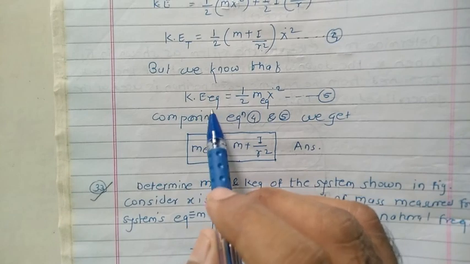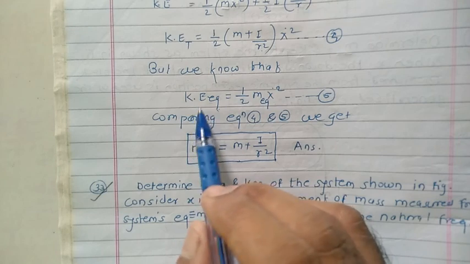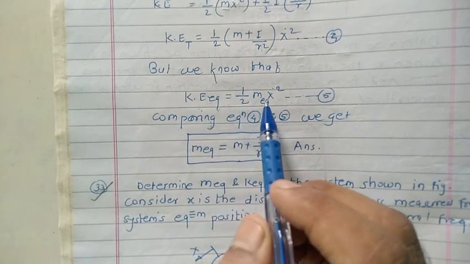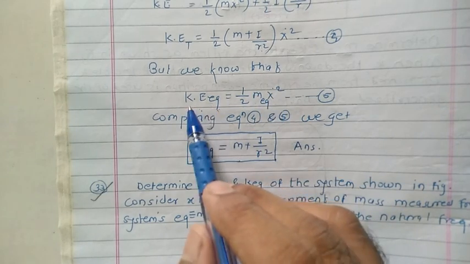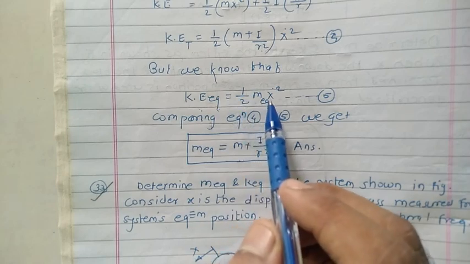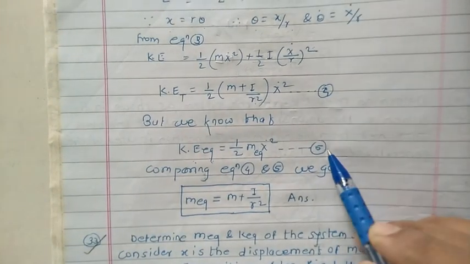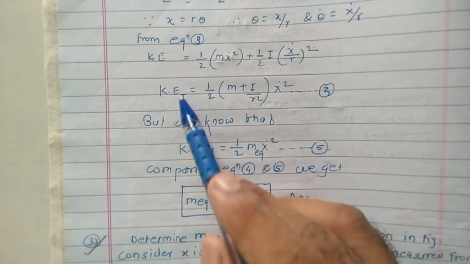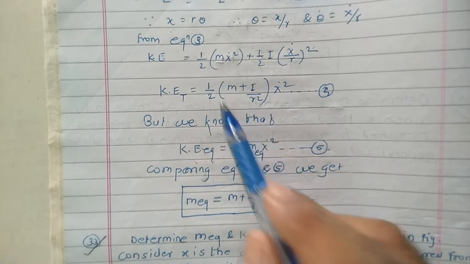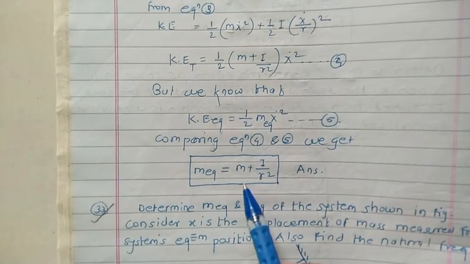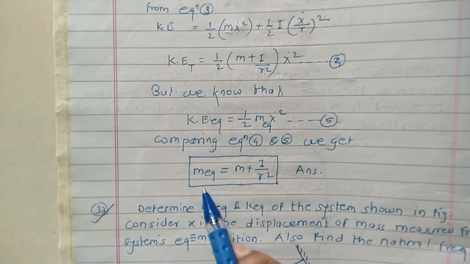kinetic energy is nothing but 1/2, the simple formula for kinetic energy. We know kinetic energy is nothing but 1/2 mass multiplied by velocity square. So if I give the suffix equivalent, kinetic energy equivalent equals 1/2 mass equivalent into x single dot square. Now compare equation number 3 and equation number 4. What do we get here? The mass term and this term will remain the same. So what we get here? M equivalent is nothing but m plus I divided by r square. In this way, you can get the relation for M equivalent.